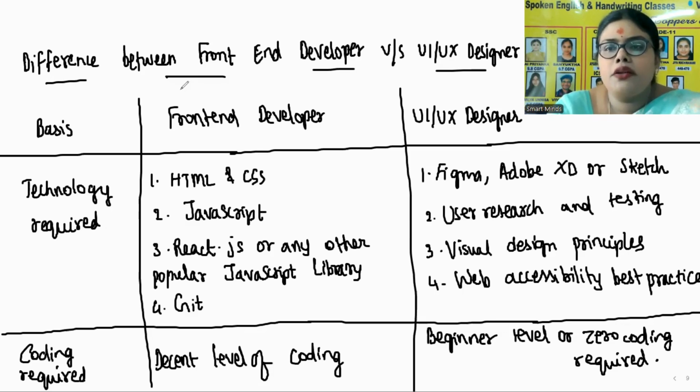And for a UI or UX designer, the technology required is Figma, Adobe XD, or Sketch. Number two is user research and testing. Number three is visual design principles. Number four is web accessibility best practices. And then what is the coding required for front-end developer and UI or UX designer? For front-end developer, decent level of coding is required. And for UI UX designer, beginner level or zero coding is required.